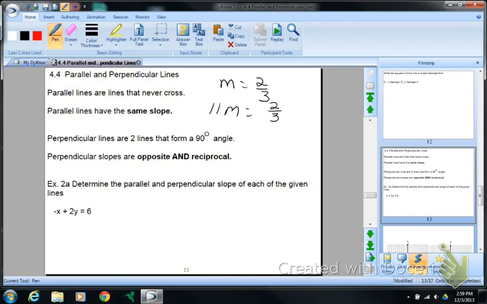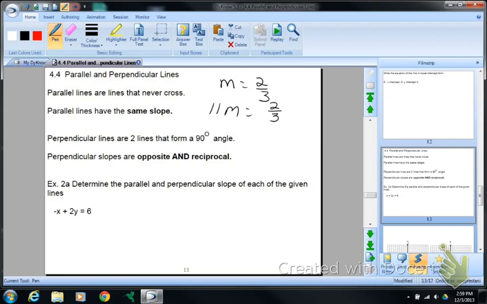Perpendicular lines are two lines that form a 90-degree angle. Perpendicular slopes are opposite and reciprocal. Notice how I put in big caps "and." That's where a lot of people make their mistake. They do the reciprocal, but they forget to do the opposite. It's opposite and the reciprocal.